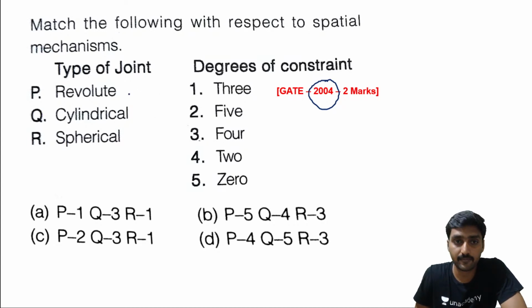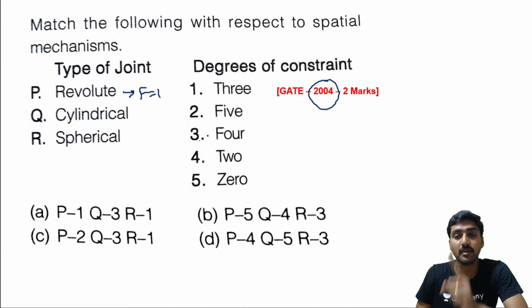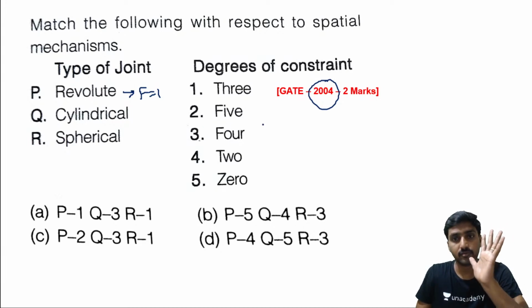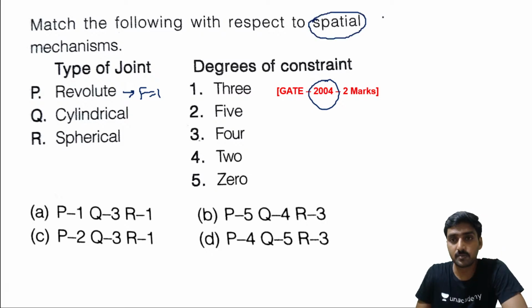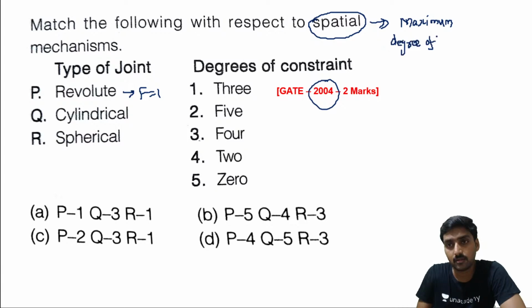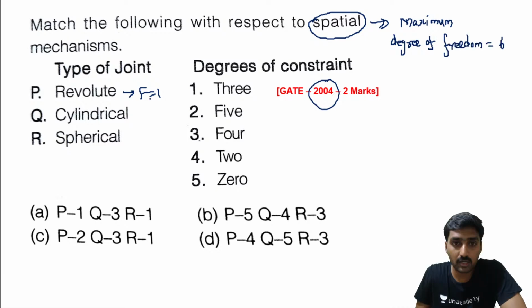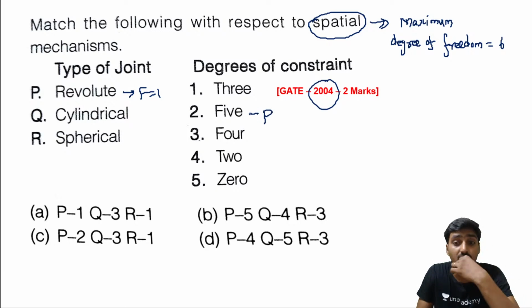Then how many constraints? 1 degree of freedom, F is equal to 1. Therefore number of restraints belong to 5. Number of restraints they are asking in the spatial mechanism. For the spatial mechanism, maximum degrees of freedom is 6. Now revolute joint, degrees of freedom is equal to 1. Number of restraints, it's 5. So P is matched with 5.